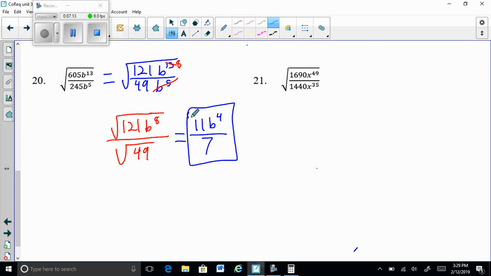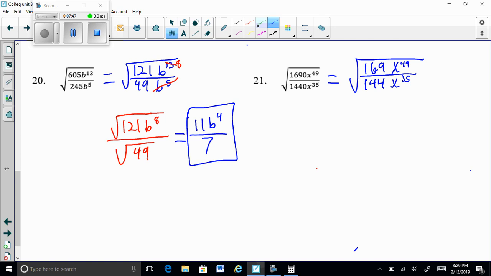All right, last one. And so this time, in the previous problem, I noticed the numbers ended in 5s. This next problem, the numbers end in 0s, both of them. So they're both going to be divisible by 10. So I'm not even going to have to use a calculator here. So what's going to happen here is that 1,690 is actually going to reduce down to 169. And let's see, I've got x to the 49th power. And then on bottom, I'm going to be left with the 144 and x to the 35th power.